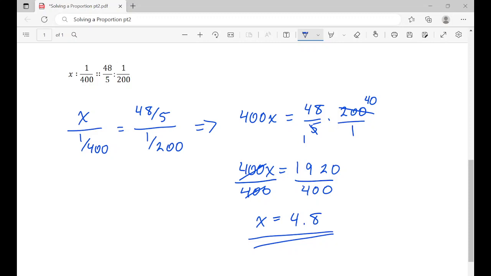So this ratio, or this proportion problem, its answer is 4.8.